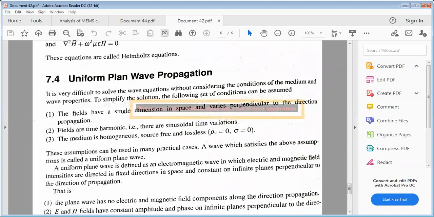Next concept is relations between E and H in sinusoidal variations, wave propagation in lossy dielectrics, lossless and free space, and wave propagation in good conductors, skin depth, polarization.